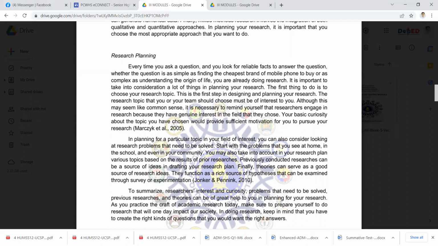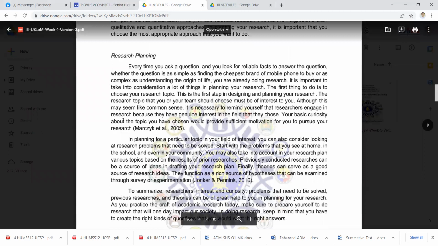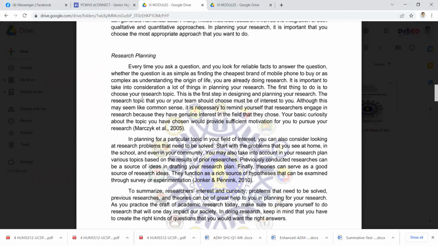The first thing to do is to choose your research topic. Yan ang una. Dapat tandaan nyo, pag kayo ay kunin nyo muna ang research topic. Ano ba ang inyong aaralin? This is the first step in designing and planning your research. The research topic that you and your team choose must be of interest to you. Take note of the keyword: interest.